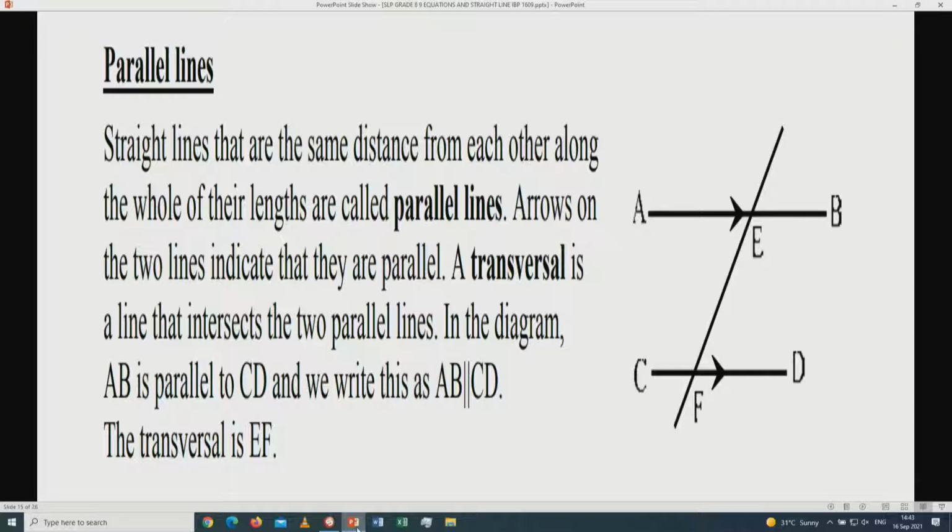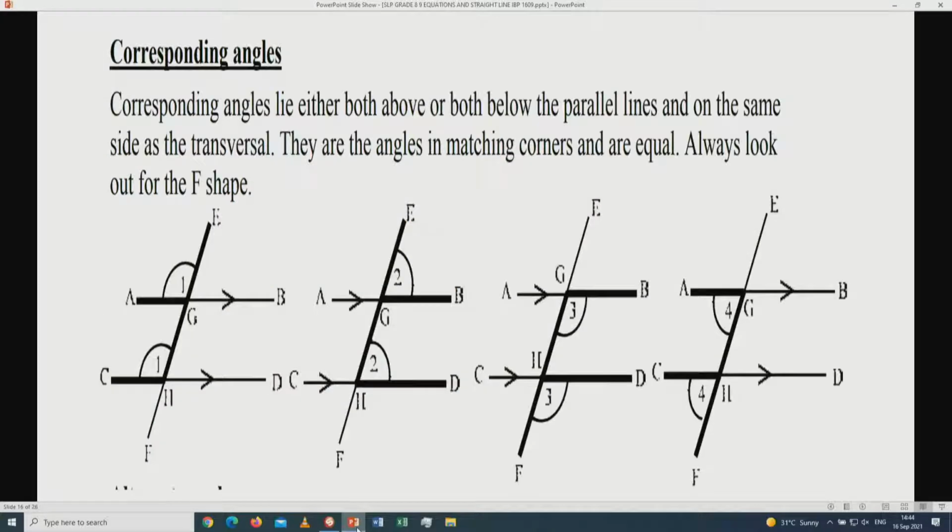Again, the relationships, the parallel lines, you know those lines that will never meet. And then when you draw that line in the middle that joins those two, it's what you call your transversal line. And then the relationships again, we are talking about relationships here. Corresponding angles lie both above or both below the parallel lines. That's important. Corresponding above parallel lines.